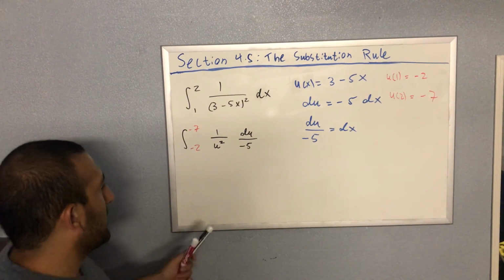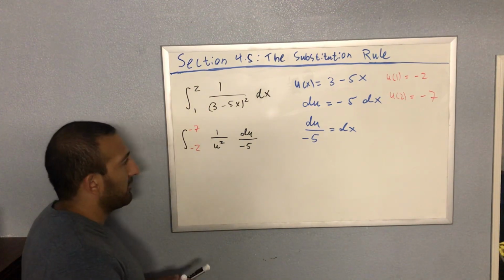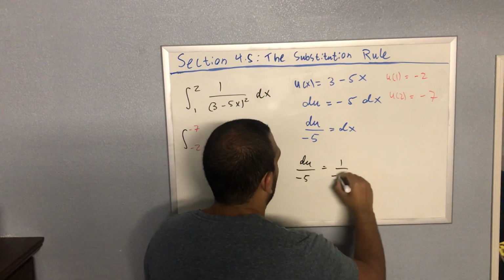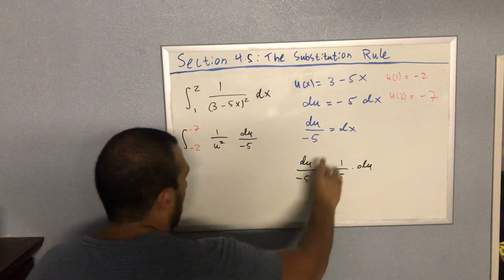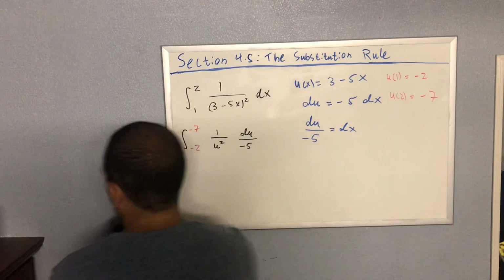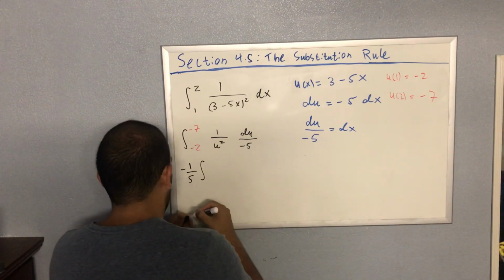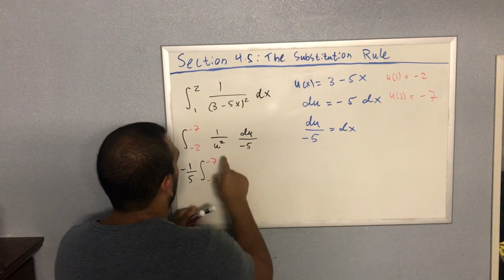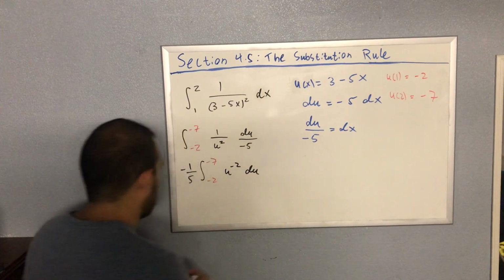And then we're going to do some manipulation of this. Remember that du over negative 5 is the same thing as 1 over negative 5 times du, correct? And so we're just going to pull this negative 1/5 out in front of the integral. So this is negative 1/5, and then we're going from negative 2 to negative 7. And then you can rewrite 1 over u squared as u to the negative 2 du. And now we're in business.